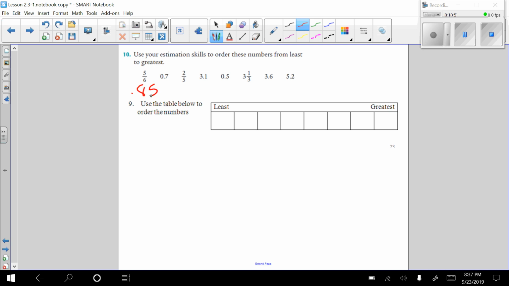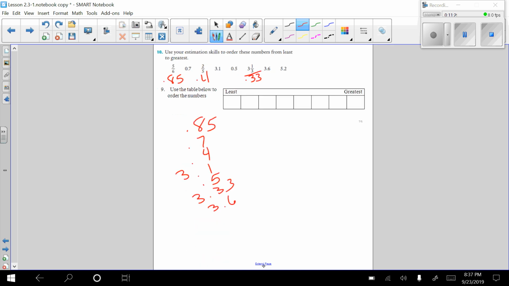We already have 0.7. 2/5, well, that's about 0.4. That one's pretty easy. And then the other fraction I have is 3 1/3. Well, we've been talking a lot about thirds, and we know that's 0.33 repeating. Now remember, if I can't see them, line up my decimals. 0.85, 0.7, 0.4, 3.1, 0.5, 3.33, 3.6, extend out a little bit here, and 5.2.